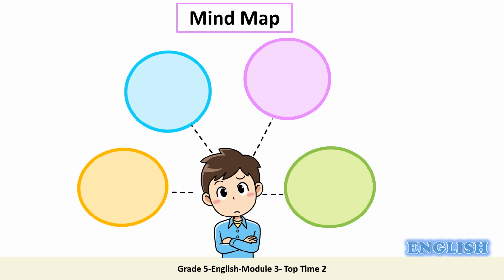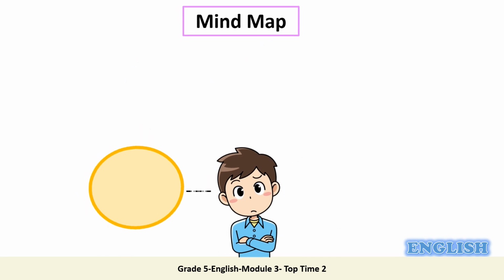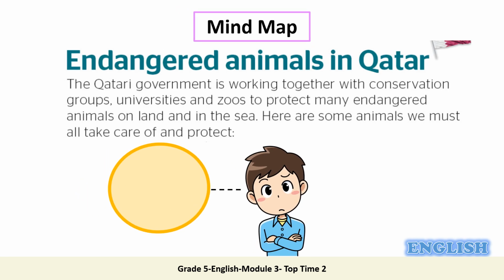We are going to use this mind map to summarize the key points and organize the information we have read. We put these key points in circles or other shapes so it will be easier for us to remember them. The key points are the important information in the text. So look at the first paragraph. What are the key points?